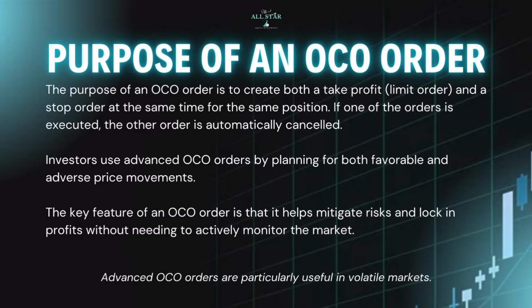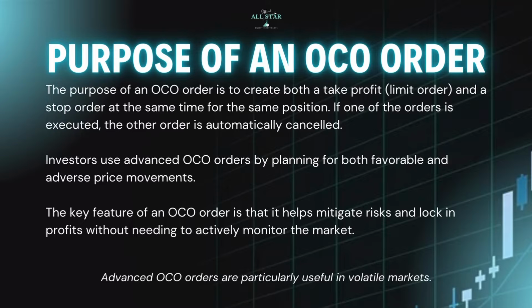So with that being said, the primary purpose of an advanced OCO order is to have multiple functions of an order take place at once. Now that might be a bit confusing, but I'll break it down in just a second. But what it's basically entailing is that if one order is met, the other is automatically canceled. And traders use OCO orders to pre-plan for both favorable and adverse price changes. With that, the key feature that makes an OCO order so helpful is that it allows for risk management strategies to be implemented without having to actively monitor the trade, and this is especially useful when the market is volatile.